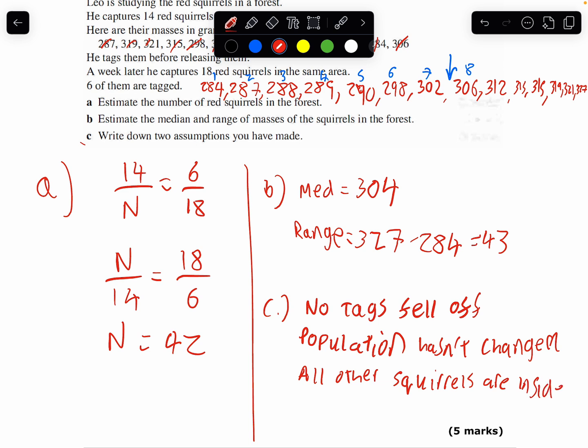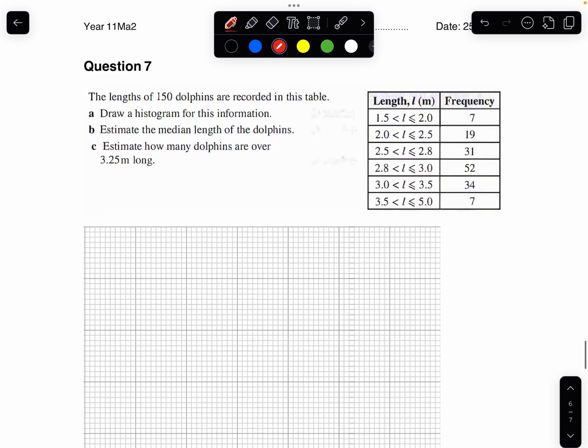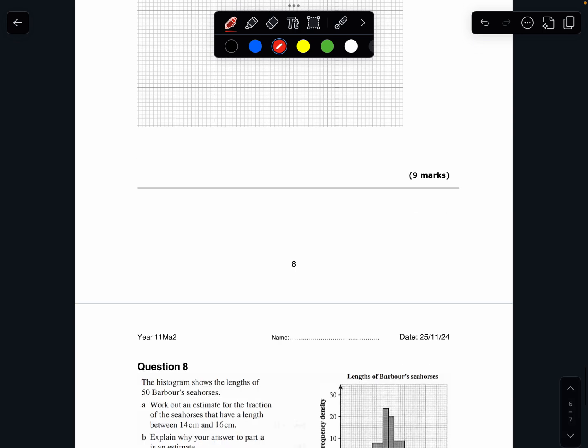Or that these squirrels here are representative of all squirrels. Squirrels, okay, being the idea. Cool. Right, let's get to the histogram. I think we are almost done now, right?